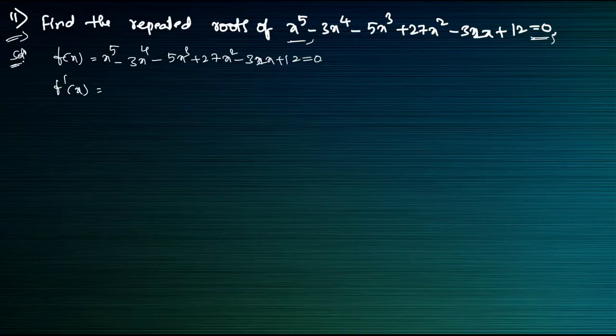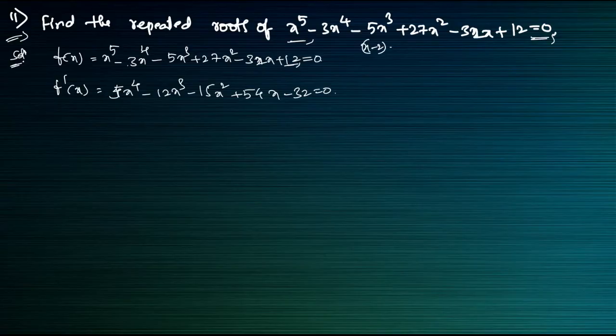So it will become 5x to the power of 4 minus 12x to the power of 3 minus 15x square plus 54x minus 32 is equal to 0. If I differentiate 12, it will become 0, since it is a constant term. So here I will take x minus 2 as a factor of this one, okay.